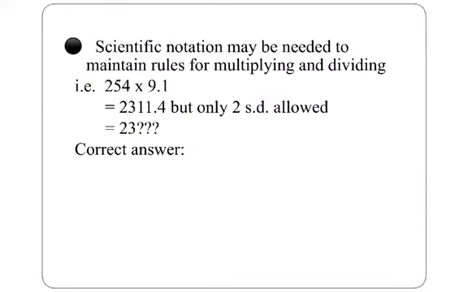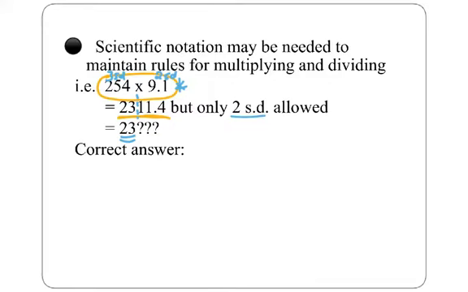Scientific notation sometimes is needed to maintain our rules for when we do our multiplying and dividing. And this is going to happen fairly regularly, I would say. So for instance, if I had this problem here, 254 times 9.1. The answer that I get in my calculator is 2,311.4. But according to my rules, I have 3 significant digits and 2 significant digits, which means I only get to keep 2 significant digits in the end. So does this mean that I just cut this number off and I call it 23?